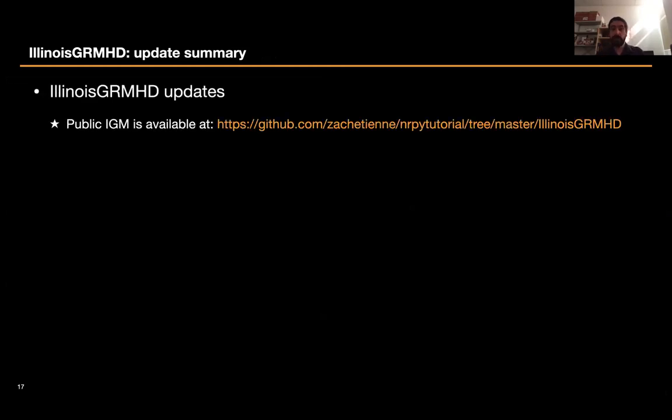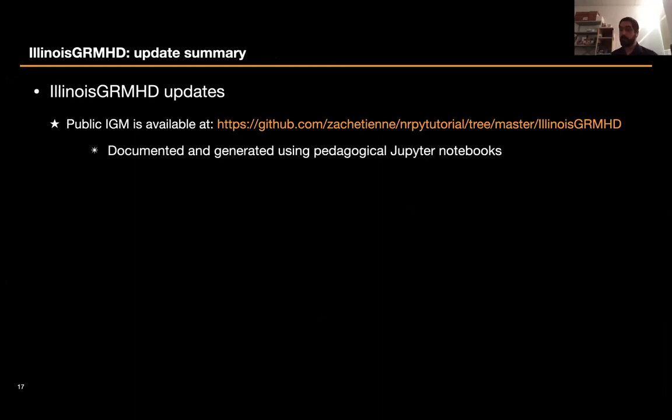So to give a summary of the results that we have obtained, the public IGM is already available with this link. Anyone can access it today. It is already documented and generated using pedagogical Jupyter notebooks. So you have a collection of notebooks that document the different aspects of the code. If you run all of them, in the end, you have a source directory with IGM ready to go.